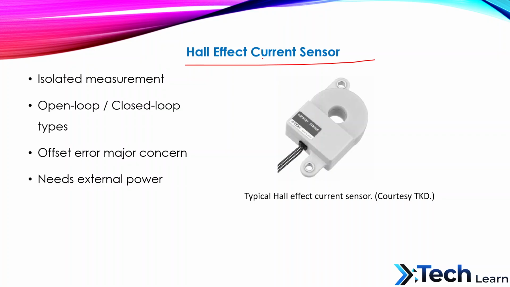Here, the Hall effect current sensor measures the magnetic field generated by the current. They provide electrical isolation between the measurement circuit and the high voltage battery. Here you can see in the diagram, in this sensor, the conductor passes through the sensor body. The magnetic field is detected internally and converted into voltage. Hall sensors require external power. Offset error is a major concern because it accumulates over time in SOC estimation. Zero offset calibration during no current condition is recommended for this sensor.